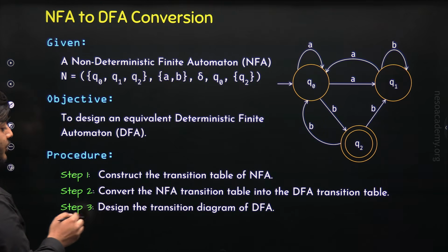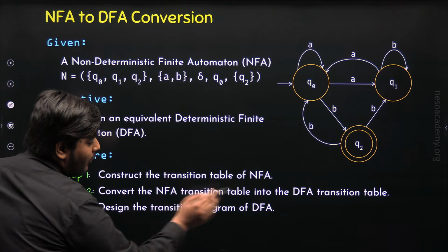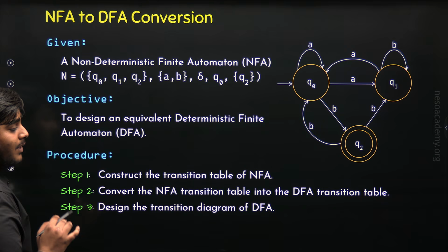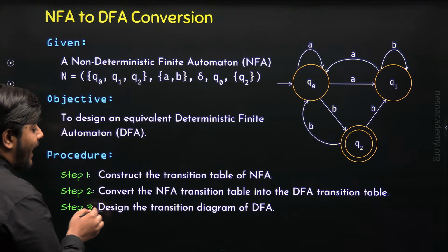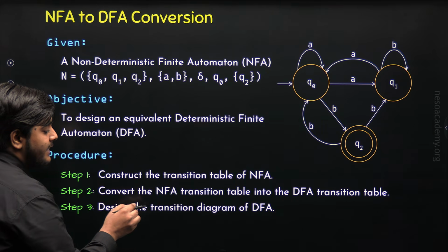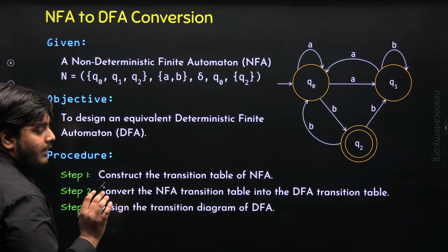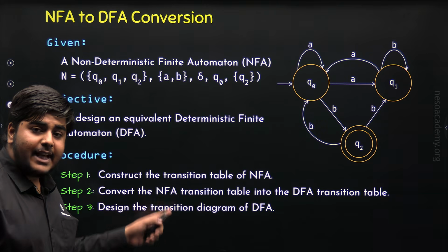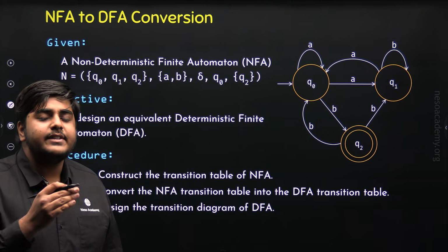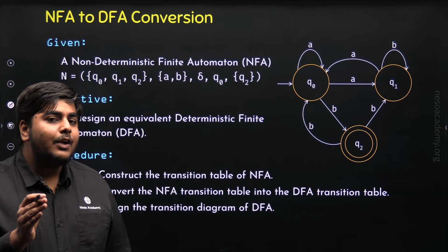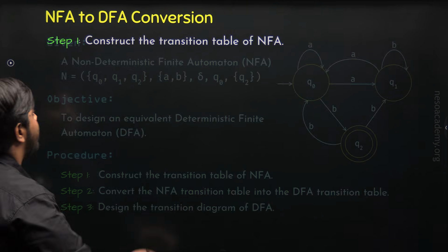Step number 3 is to design the transition diagram of DFA. At the end of step number 2, we will get the DFA transition table. And from that transition table, we are required to design the transition diagram of DFA. So these were the 3 steps that we will follow while converting an NFA into its equivalent DFA. Let's start with step number 1.